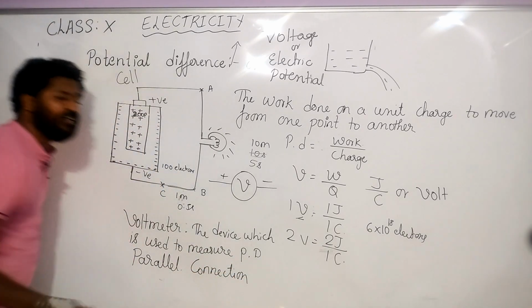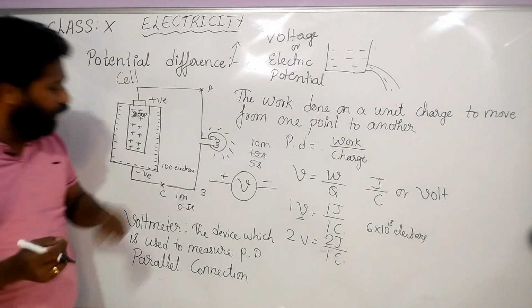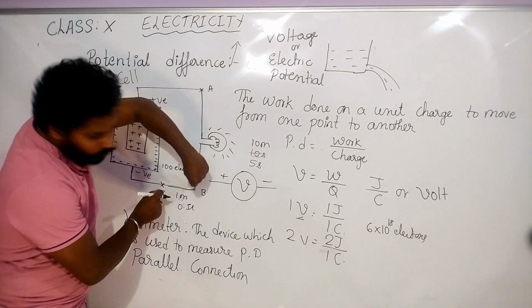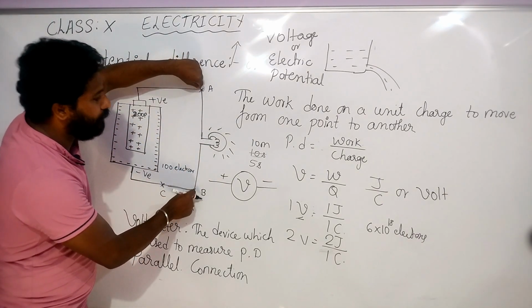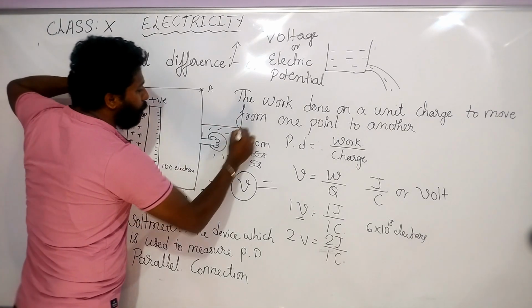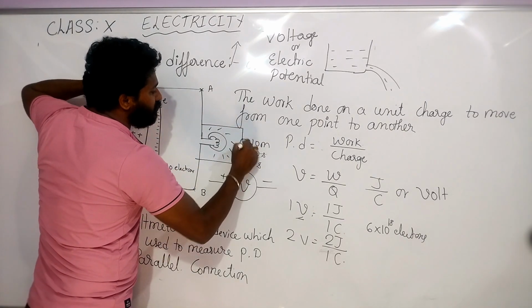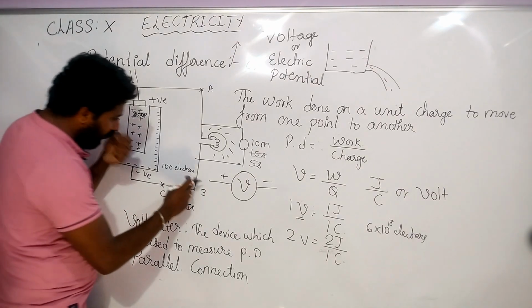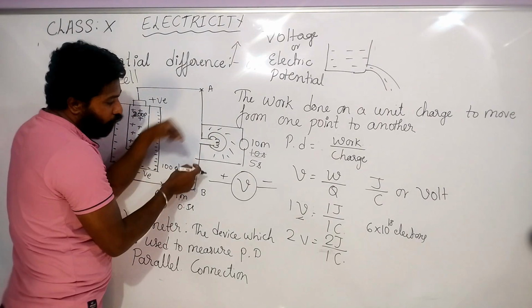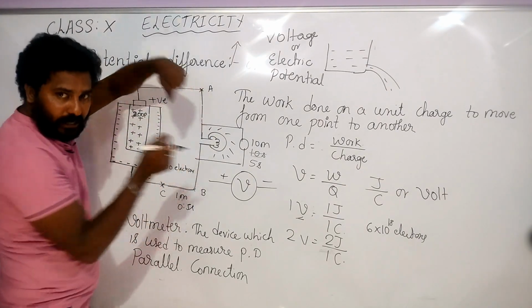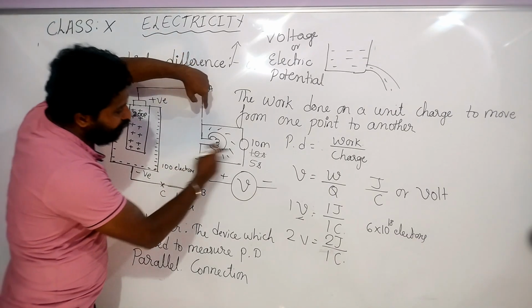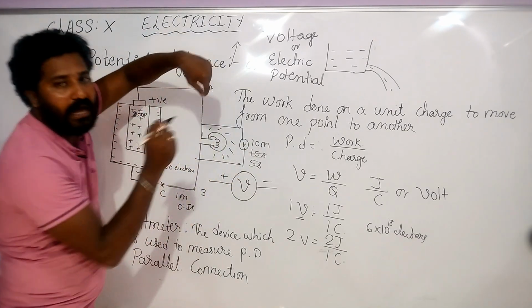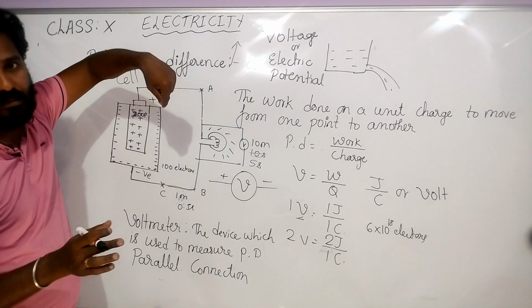So why do we connect? Why do we need to connect in parallel? I have already told you we are taking across B and C. We are taking across C and B to measure the potential difference across the two ends of the conductor. Did you understand? So now the current will flow through this. It will not flow, but across it how much voltage is there? This kind of connection we call a parallel connection.